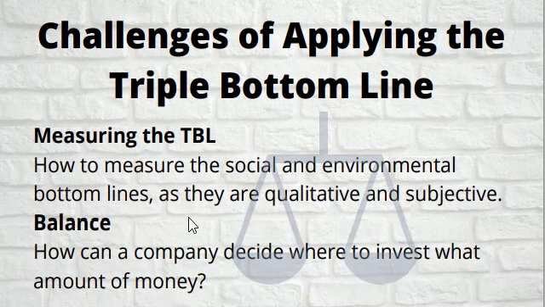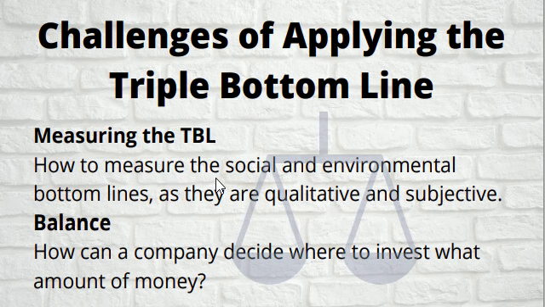There are some challenges of applying the triple bottom line. So the first one is measuring the triple bottom line. You know that we can measure the financial profit of the company by looking at the financial sheet and accounts. So you can very well tell whether a company is making profit or is incurring losses by just looking at the financial sheet.